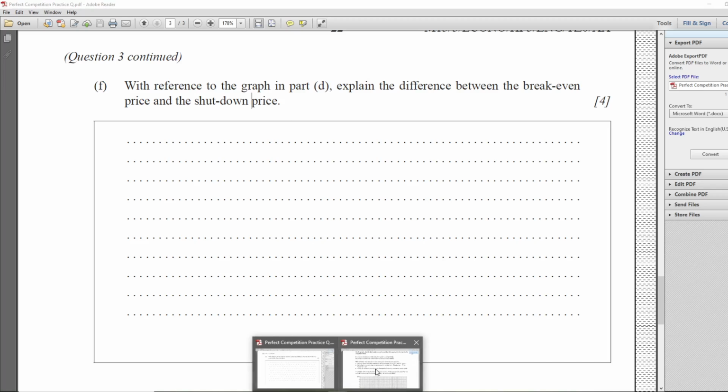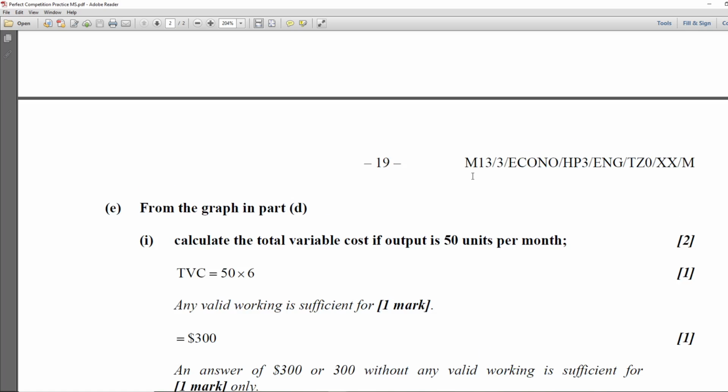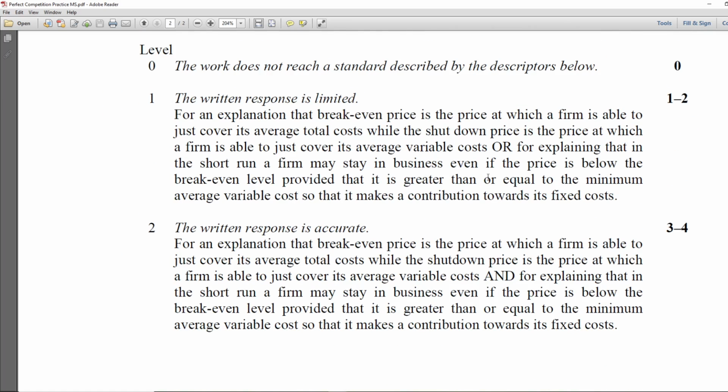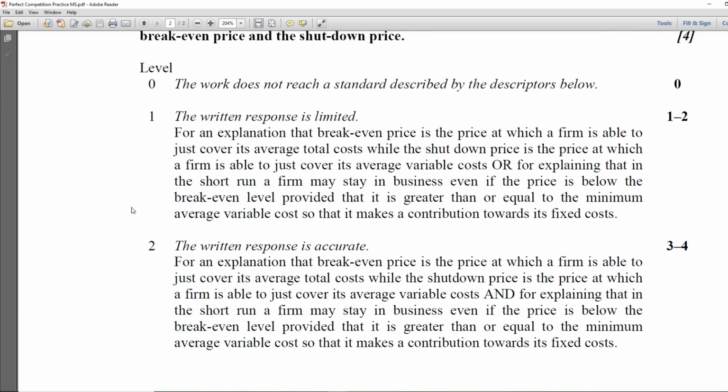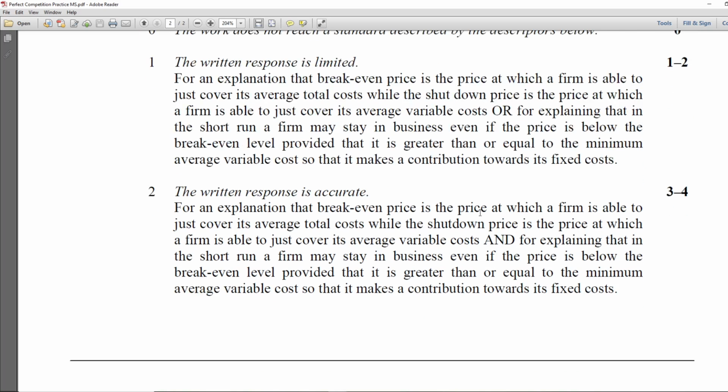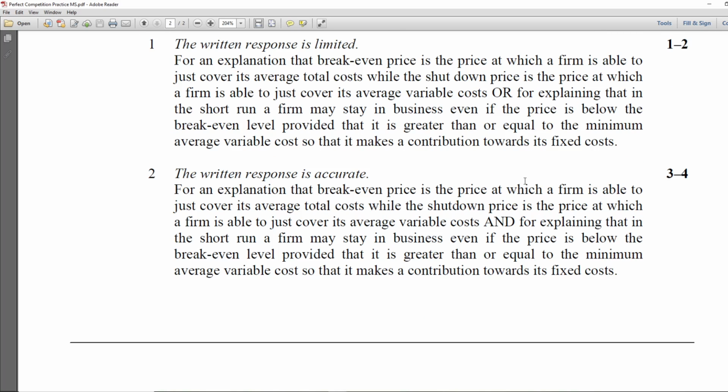So if I show you the answer here, of course you just want to take a look at level 2, because only level 2 will give you 3 or 4 points. Okay, so let's take a look at this. So how do you get the first 2 points? If you're able to explain break-even price and shutdown price, how do you find them? Then you will get the first 2 points.